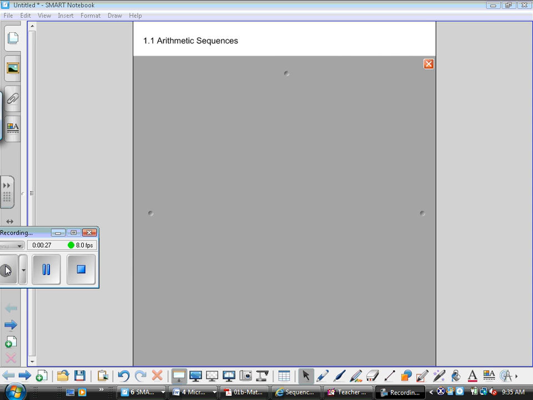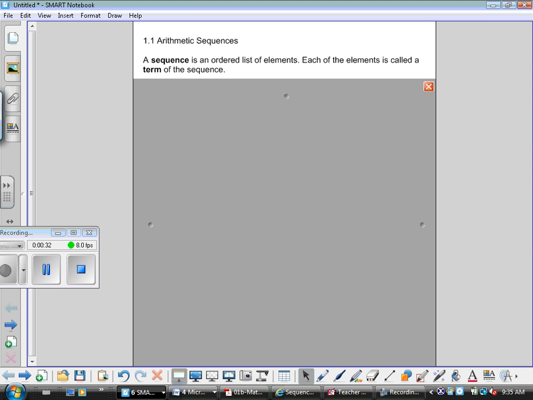Arithmetic sequences is our first topic. So we'll begin by defining what a sequence is. A sequence is an ordered list of elements, and each of those elements is called a term. It might be a list of numbers separated by commas. Each of those numbers is called a term, and put together we call that list a sequence.